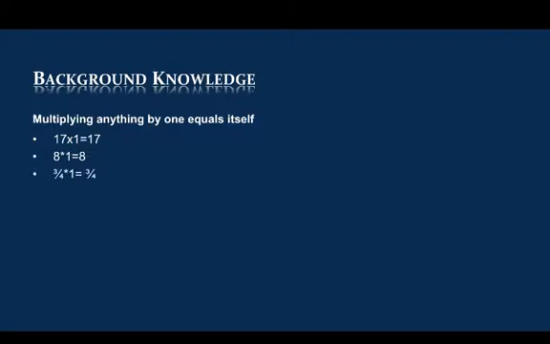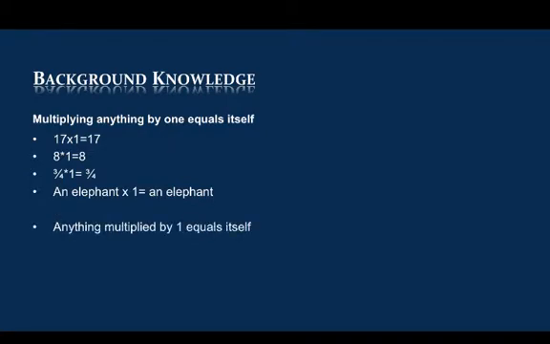Now before we begin, I need to give you a little background knowledge involving fractions. Actually, this one goes for everything. Multiplying anything by 1 equals itself. 17 times 1 equals 17. 8 times 1 equals 8. 3/4 times 1 equals 3/4. An elephant times 1 equals an elephant. Anything multiplied by 1 equals itself. The value does not change.